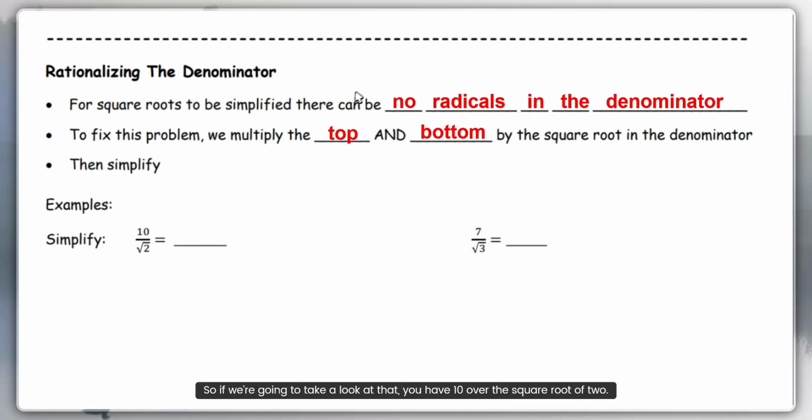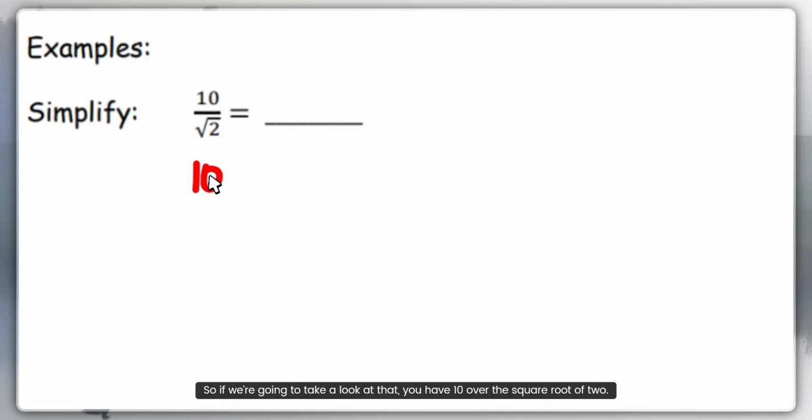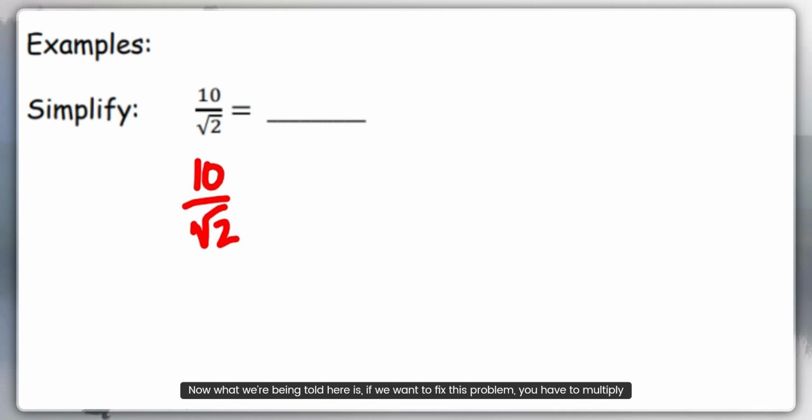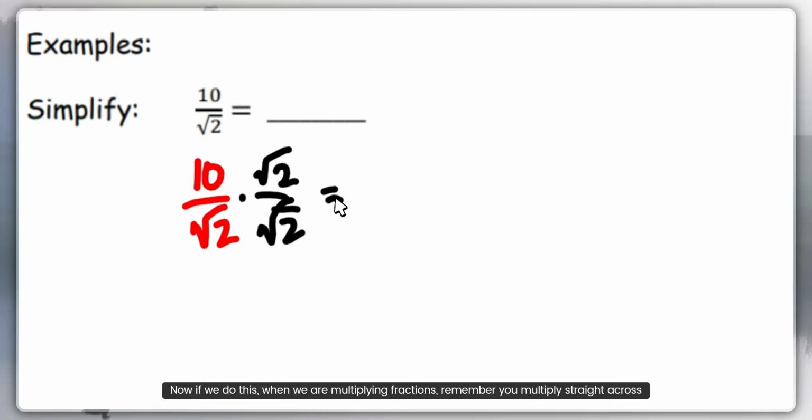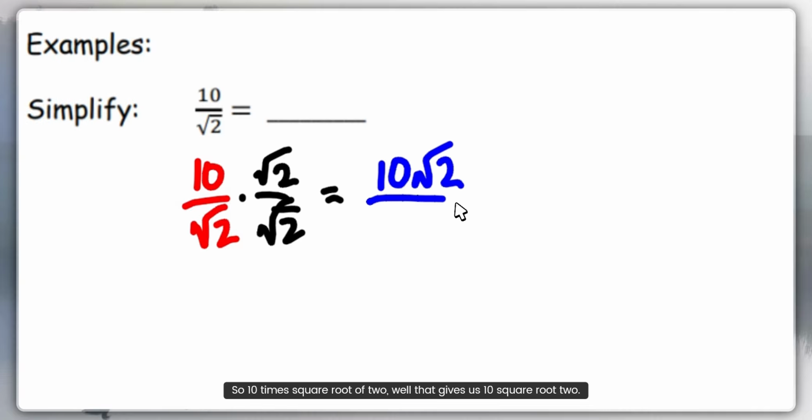So if we're going to take a look at that, you have 10 over the square root of 2. So let's just write that underneath here. Now, what we're being told here is if we want to fix this problem, you have to multiply the top and the bottom by that radical that's in your denominator, in this case, radical 2 or square root of 2. So we're going to multiply the top and bottom by square root of 2. Now, when we're multiplying fractions, remember you multiply straight across the top. So 10 times square root of 2 gives us 10 square root 2. On the bottom, square root of 2 times square root of 2, we learned earlier how we multiply radicals, which means you multiply the numbers out in front and you multiply the numbers under the radical together. So square root of 2 times square root of 2 is square root of 4.